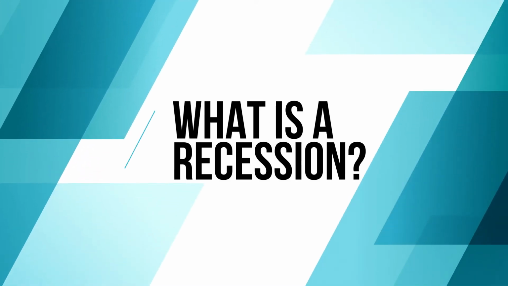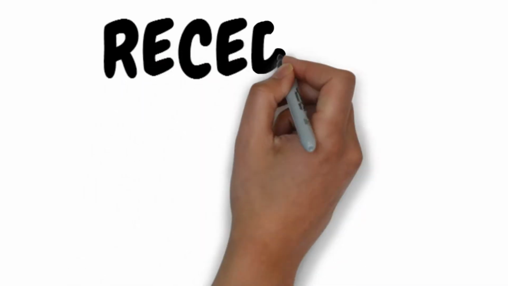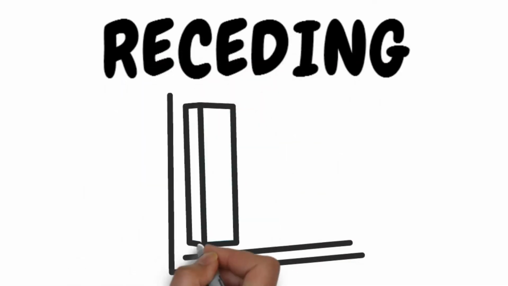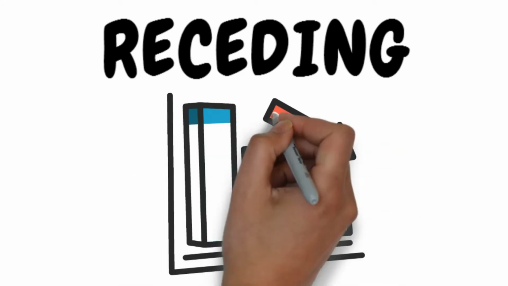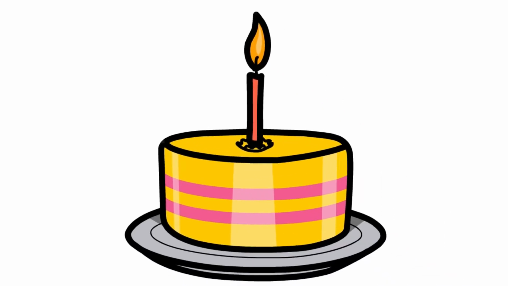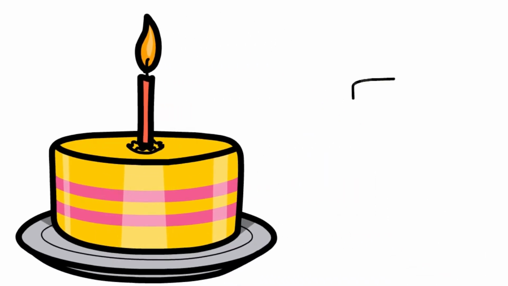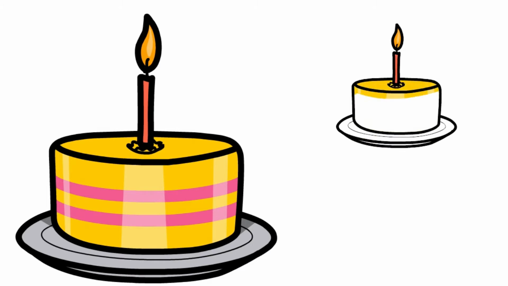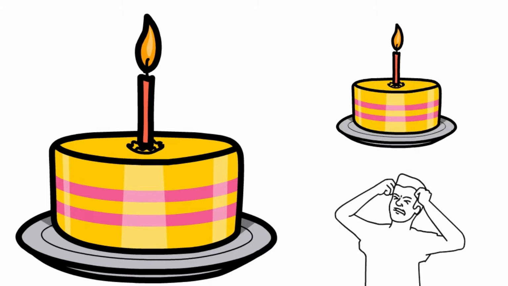Number 1. What is a recession? A recession literally refers to the economy receding, i.e. shrinking back from its current size. Think of the economy as a cake. In the bad times, the cake shrinks or recedes in size, and there is less of the cake to go around.